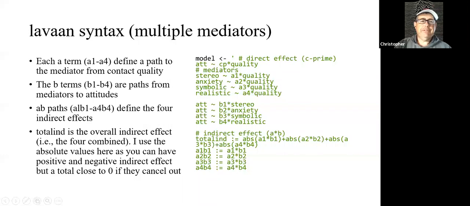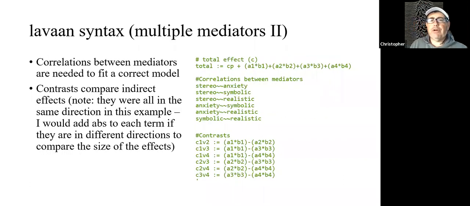All right, so just to review, we're getting, at this point, all 4 A paths, 4 B paths, and then 4 individual indirect effects, as well as a total indirect effect. All right, more on the syntax. The total effect here, it's going to be C prime, and to C prime, we're going to add all of those indirect effects. And then to make this work properly, we have to make all of the mediators correlate with each other. So you can see how I've done that. All the mediators are correlated with one another.